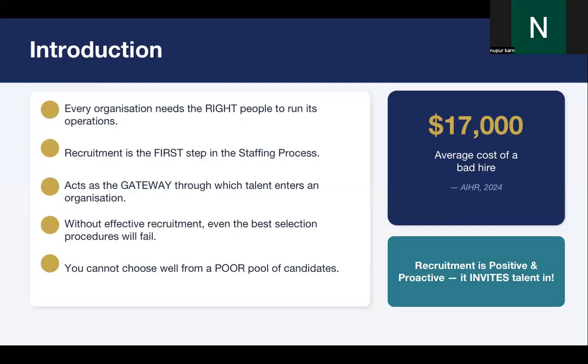Recruitment does not happen in isolation. It begins when HR planning says we need 50 new marketing executives by December, or 3 senior managers are retiring next year. So that gap, the gap between what we have and what we need, is what triggers recruitment. So recruitment is the bridge between HR planning and actual selection. You will see this linkage coming up on your slide.